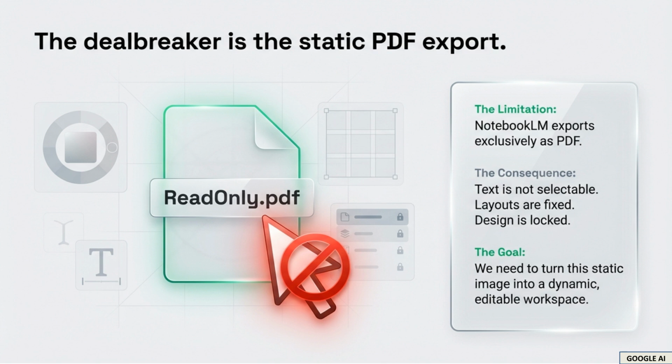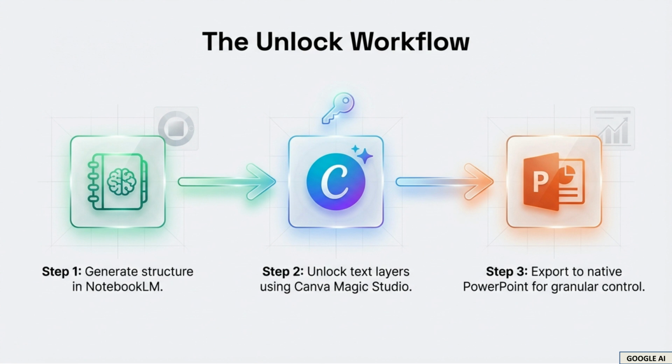Our goal is to transform this static image into a dynamic, editable workspace. The unlock workflow involves 3 steps. First, generating the structure in NotebookLM. Second, unlocking text layers using Canva Magic Studio. Finally, exporting to native PowerPoint for granular control.